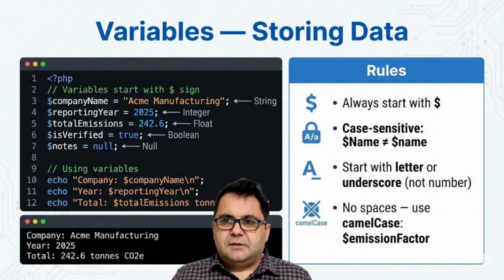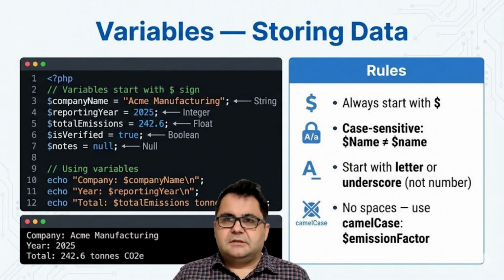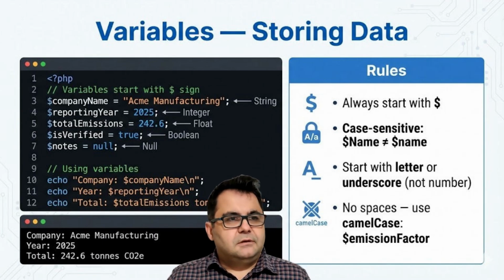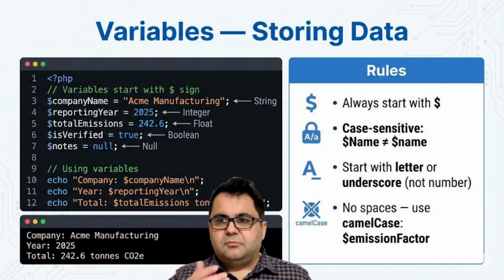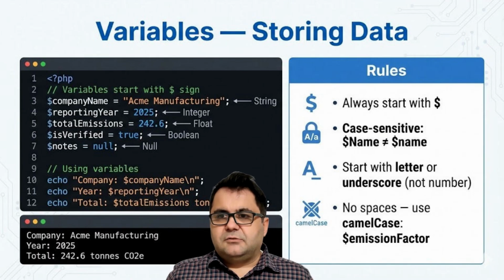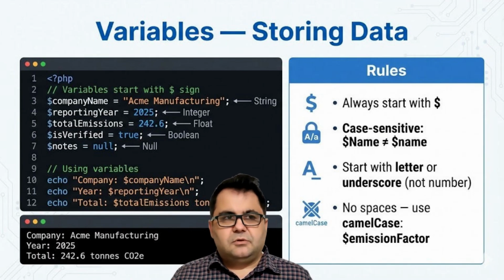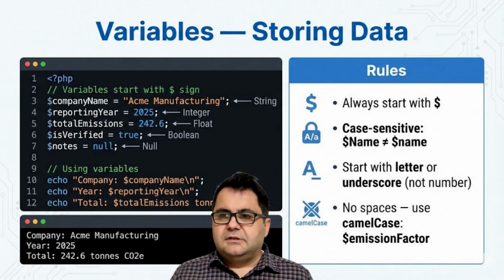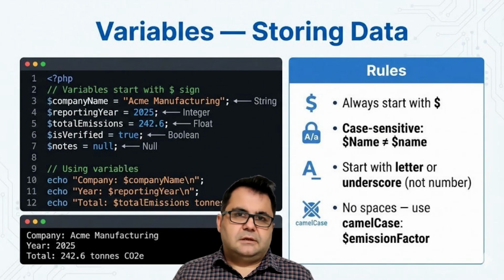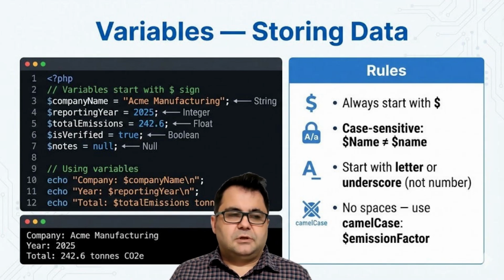You can store any type of data in a variable: text, numbers, booleans, null. Notice in the echo statement when you use double quotes, PHP will automatically replace variable names with their values. This is called string interpolation. We'll cover this in more detail next week.